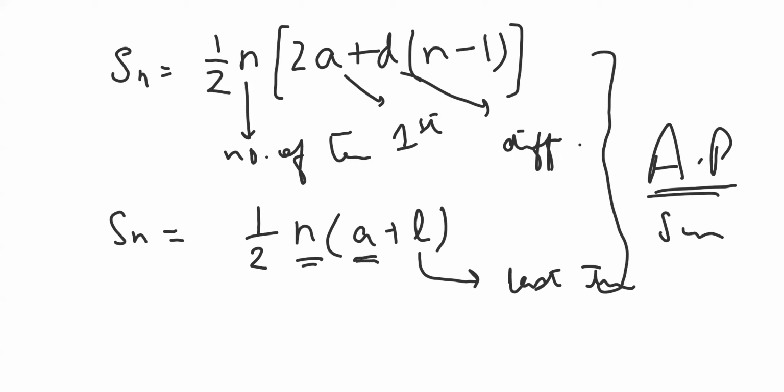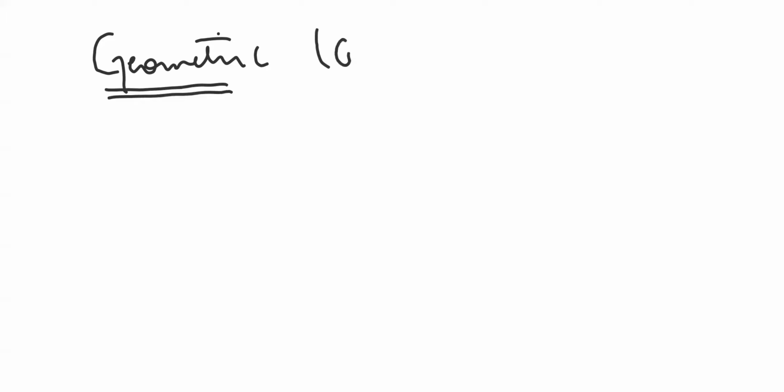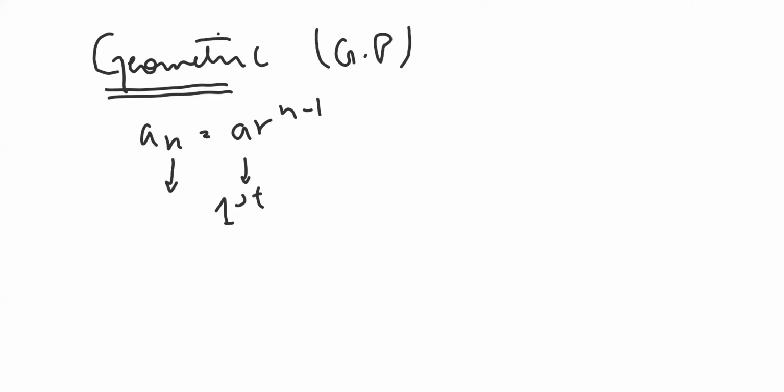Now another progression that we should know before we start this chapter is your geometric progression. In geometric progression we have our term formula as an is equals to a r to the power n minus 1. Here, same thing: a is our first term, n is the number of the term we have to find out, and r here is your ratio.